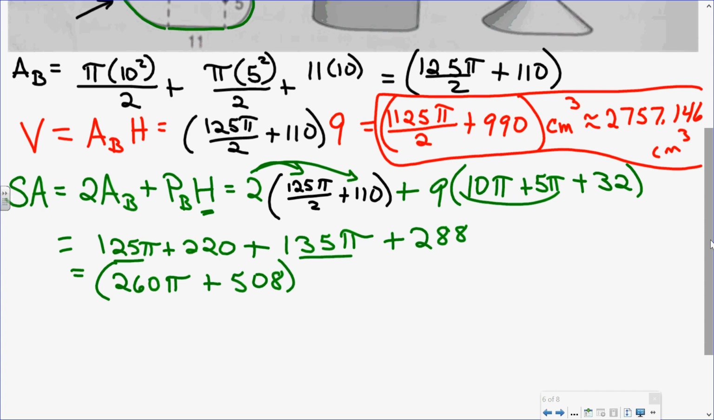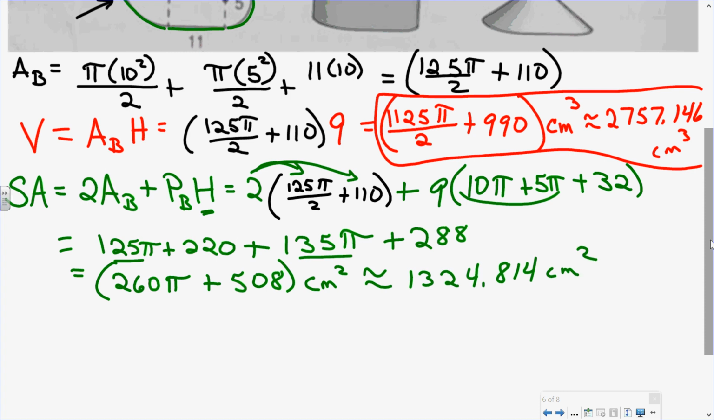Parentheses around it, since all parts of it are centimeters squared. And for a calculator value, and we don't have a whole lot of time left, so I'm just going to go ahead and write that in, 1324.814 centimeters squared.